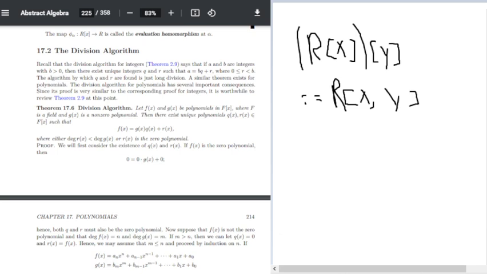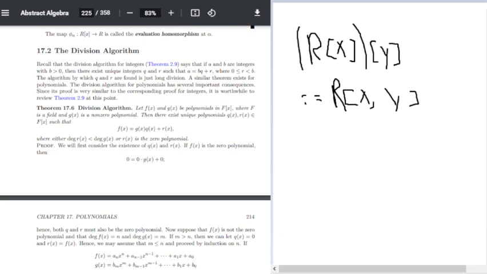The algorithm by which q and r are found is just long division. A similar theorem exists for polynomials. The division algorithm for polynomials has several important consequences. Since its proof is very similar to the corresponding proof for integers, it is worthwhile to review theorem 2.9 at this point, which we're not going to do. I already have a previous video if you want to check out the division algorithm there.